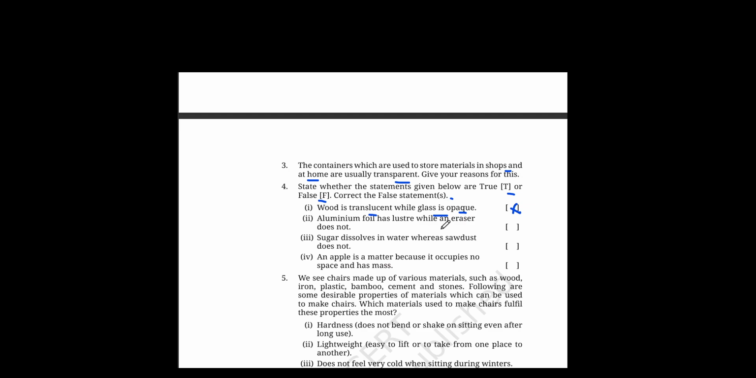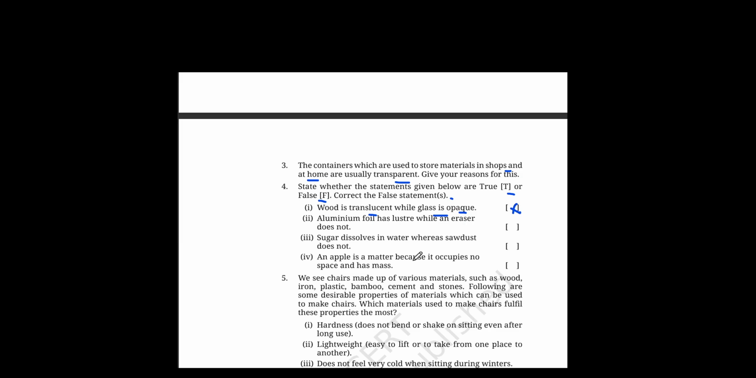Aluminium foil has luster while an eraser does not have. So this is correct. Aluminium foil does have luster in it, the aluminium foil in which our mother packs rotis, whereas an eraser does not have any luster. It doesn't have any shiny surface.